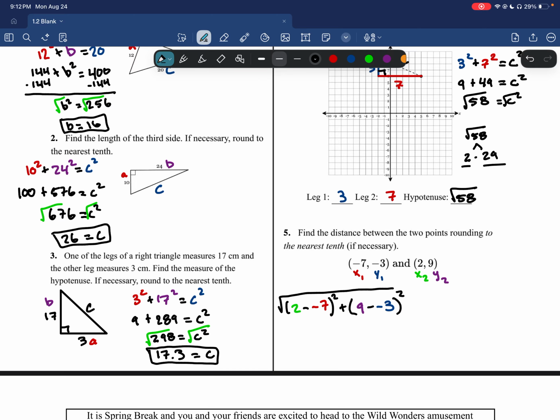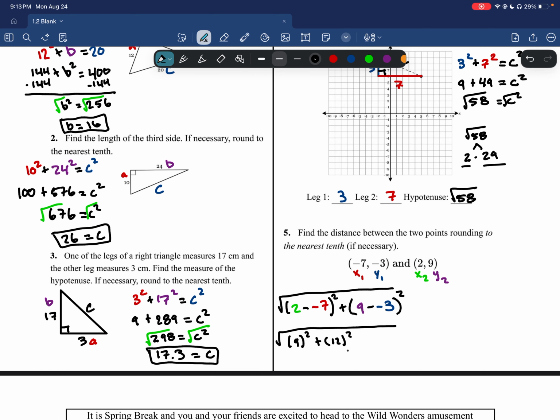I can simplify this. So if I chose to simplify that, I would have 2 minus a negative 7. Remember, anytime we have minus a negative, it's really like adding. So really, this is like 2 plus 7, which is 9. So 9 squared plus, and then we have a 9 minus a negative 3. Again, that double negative makes a plus. So 9 plus 3 is 12. So really, I have the square root of 9 squared plus 12 squared. And then I can simplify this more.